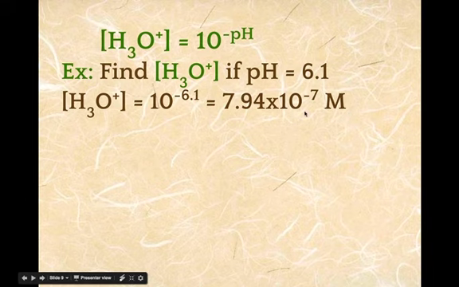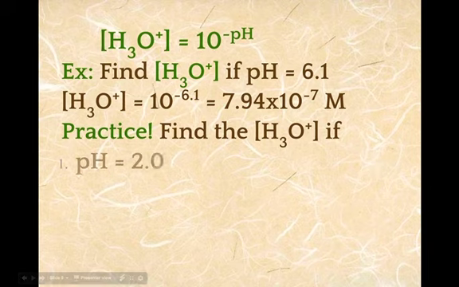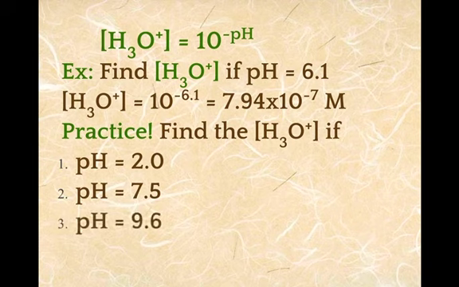So anyways, you should be getting a relatively small number with negative exponents. Very common for the concentration of hydronium here because it shouldn't have a high concentration of hydronium. This is a nearly neutral solution. Okay, now is the point where you pause your video again so you can do some practice problems. Find the concentration of hydronium for each of these solutions.